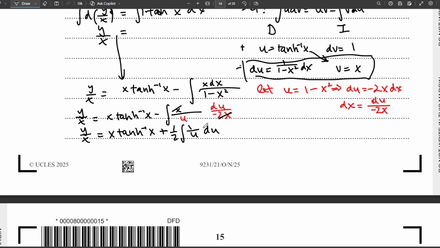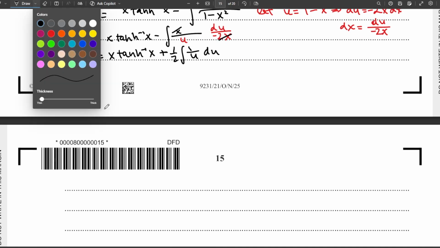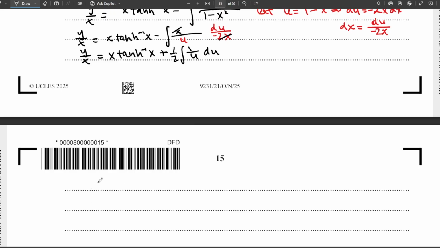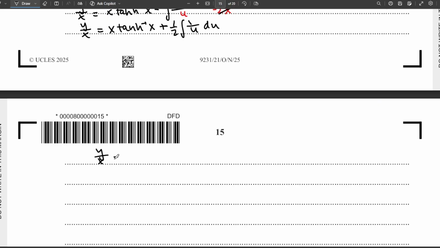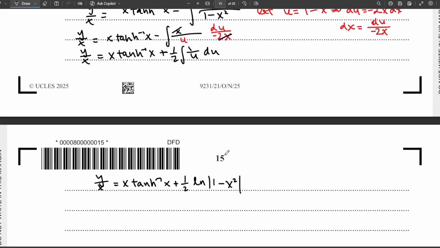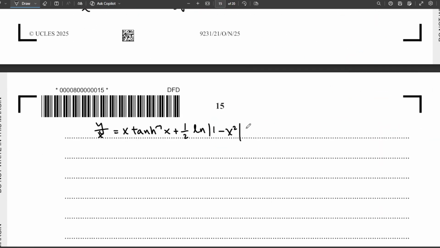So 1 over u du is something we can definitely integrate. It becomes the natural log of u, and u we got as this one already, so we can just directly write down here the integral, you turn it to 1 over 2 natural log of modulus 1 minus x squared. Up till here, now we've finished all the steps. As I said, now we can deal with the constant of integration, so we just add it.